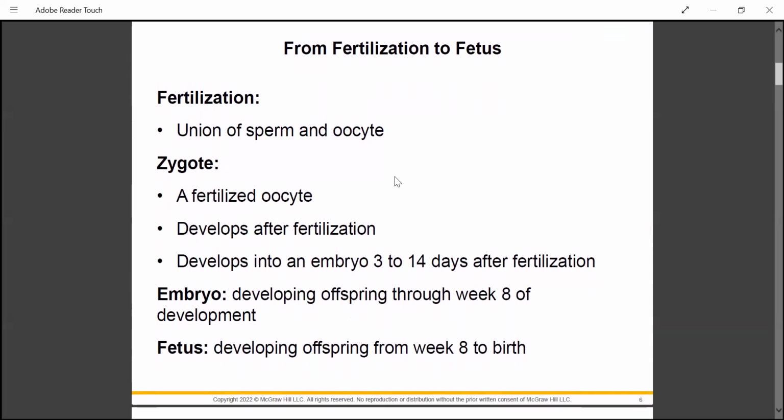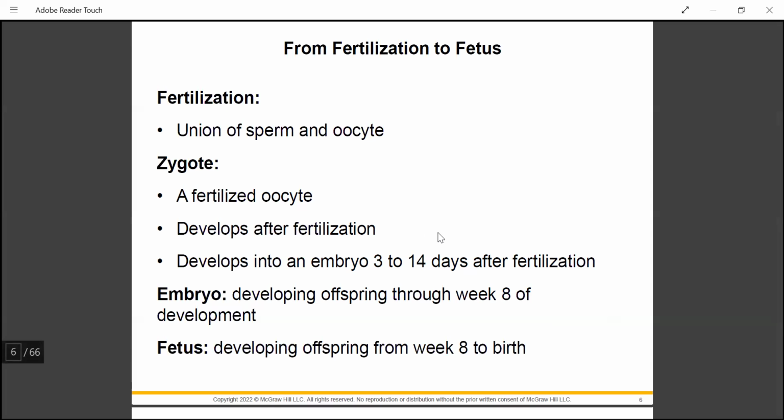So fertilization occurs in the fallopian tubes, also called the uterine tubes, and this is when the sperm and our oocyte or egg actually come together. So the zygote is what forms next. This is a fertilized oocyte that has started to divide and is now a multi-celled organism. And about 3 to 14 days after fertilization happens, our zygote transfers from the zygote stage to the embryo stage.